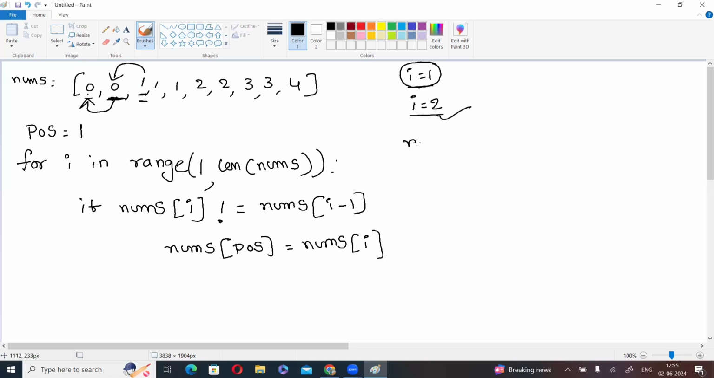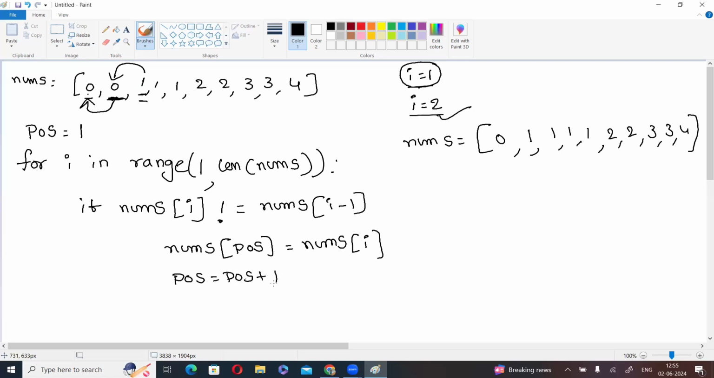That means now my array is changed like this: 0, comma. What is the position? Position is 1. At the first position, I am copying 1, not removing. At the first position, I am copying 1. Now, position is incremented by 1. Now, move to the next iteration.